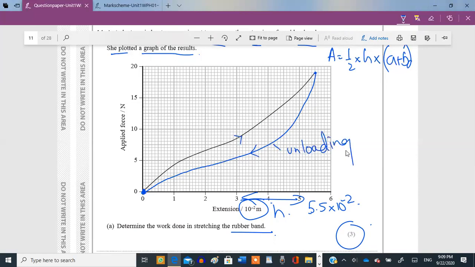Is this clear? Okay, that is only for a rubber band. Not for a wire, not for a spring, only for a rubber band. Wires and springs do undergo plastic deformation. Right, now this is done.